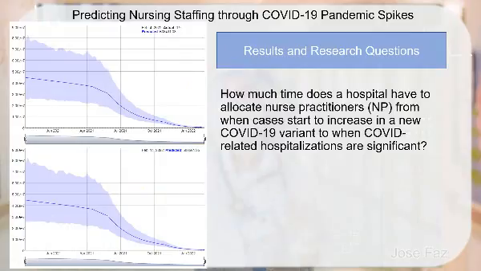In the section of results and research questions, we have two business questions that are posed for this problem, for this analysis.